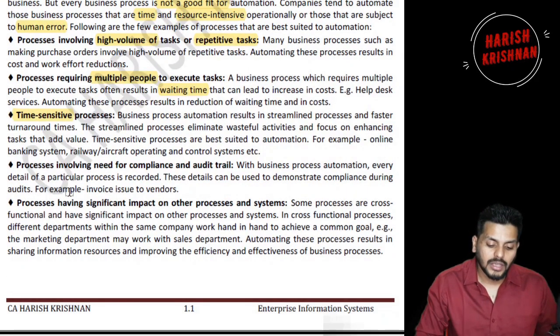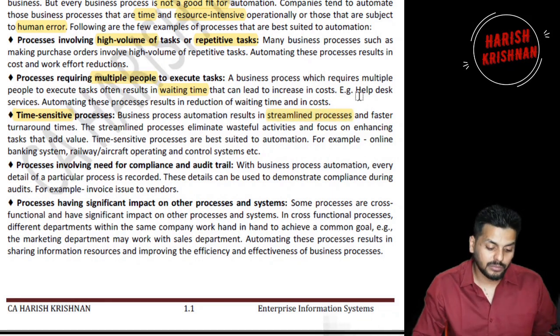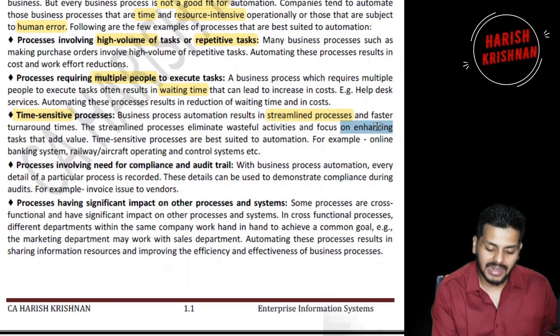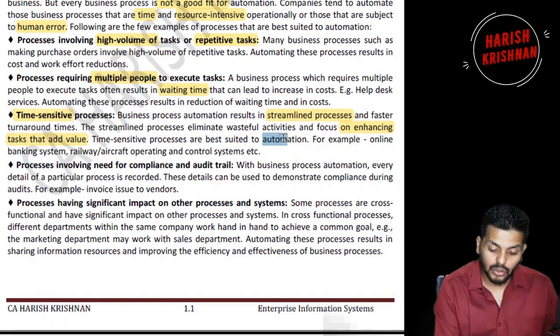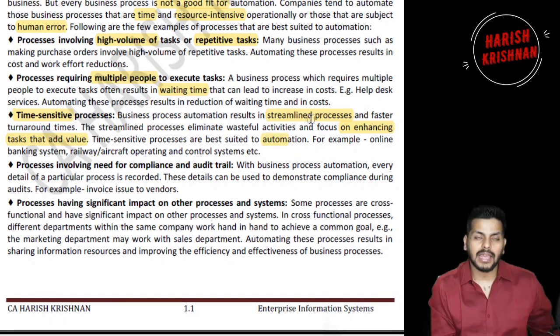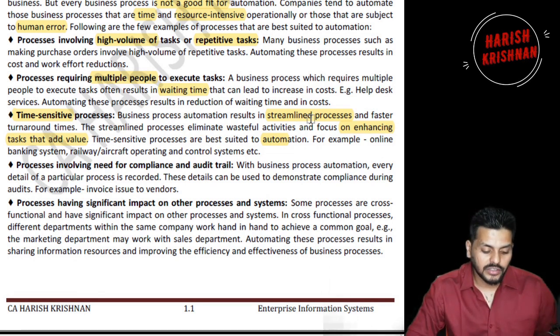Business process automation results in a streamlined process and faster turnaround times. The streamlined process removes all the wasteful activities and focuses on enhancing tasks that add value. Time sensitive processes are best suited to automation. Wherever time is critical, those time sensitive processes are very important to be automated. Like for example, online ticket booking, online banking, everything has been automated. The next point is something interesting, check this out.